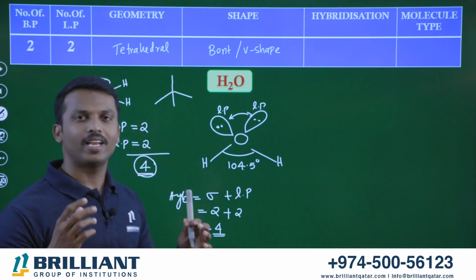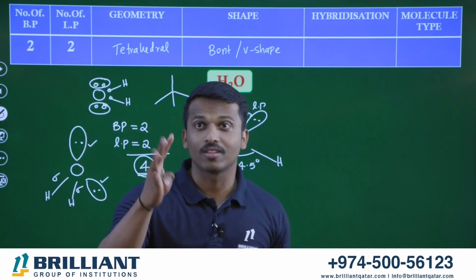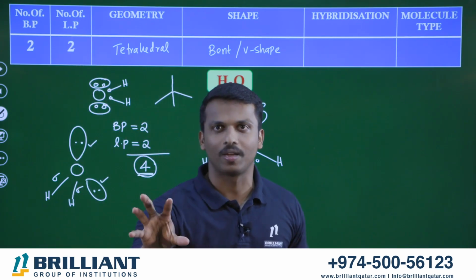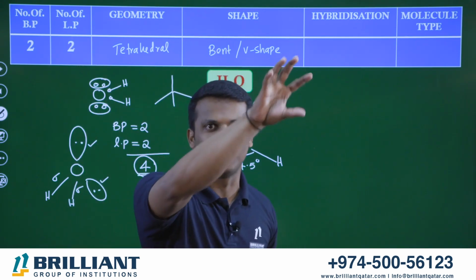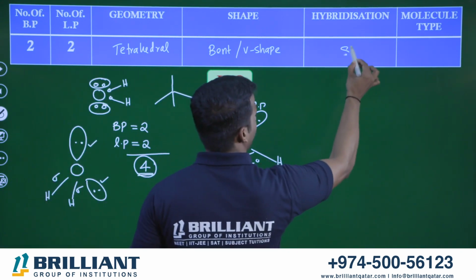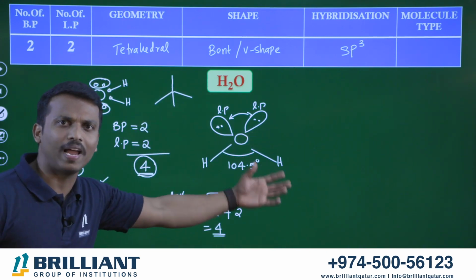If your hybridization sum is equal to 4, we have to mix the first 4 orbitals. Which are the first 4 orbitals? 1 s orbital, 3 p orbitals, right? So the hybridization is which one? sp3 hybridization.